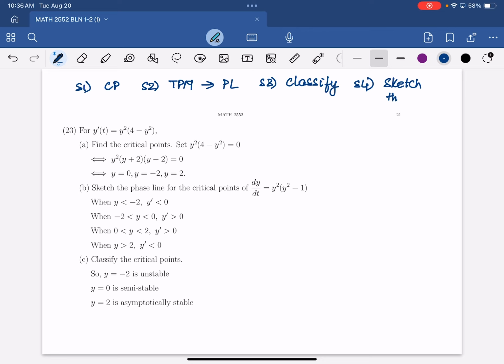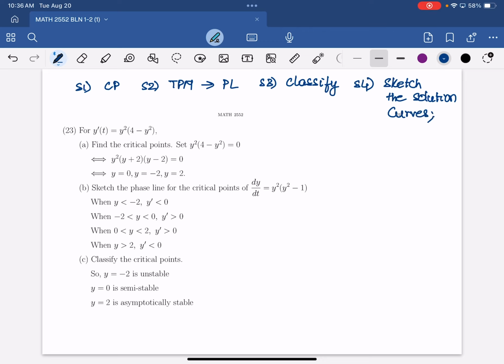What's the name of the method? Test point method. There is no name like that. I just use it because that's how I studied it. Okay, it's not really a name. Sketch the solution curves. Right?